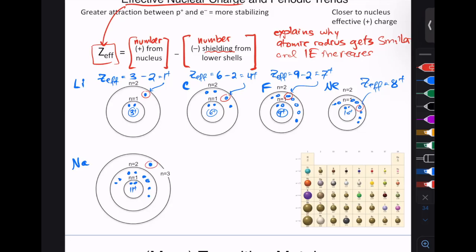What do you suppose the effective nuclear charge is of that valence electron in sodium? Let's calculate it. Now we have 11 positive charges in the nucleus. And what's the shielding now? How many electrons are in full shells in lower energy levels? There's 10, right? Because everything's full now. That's going to equal 1+. We're back to the same effective nuclear charge that we saw in lithium. But it's also farther from the nucleus.